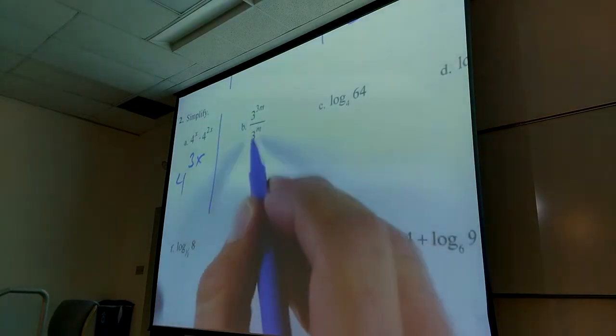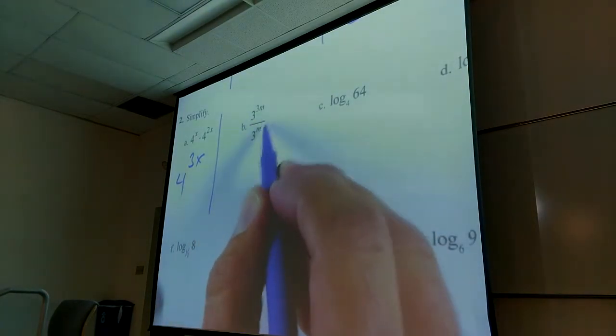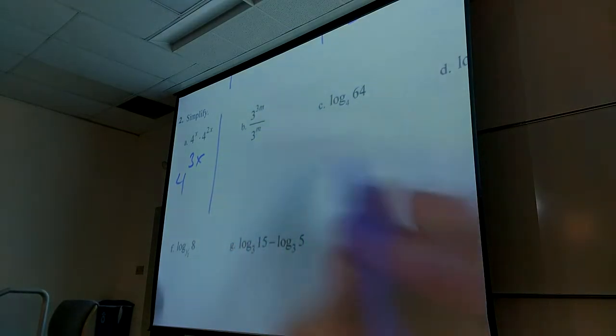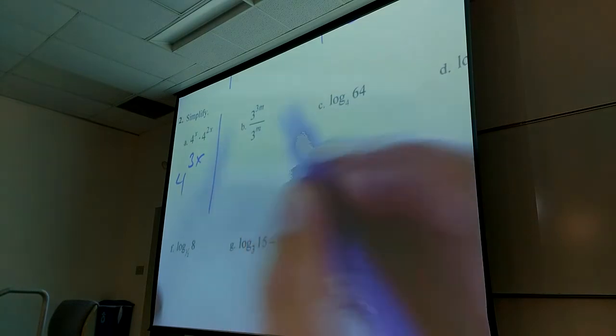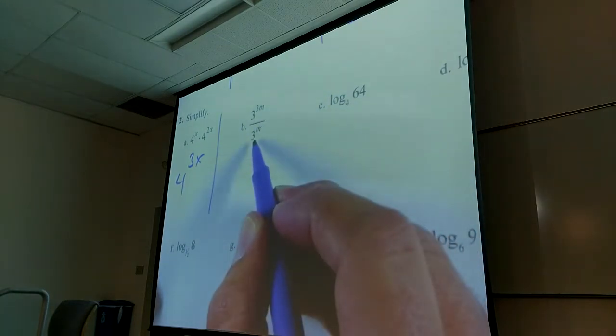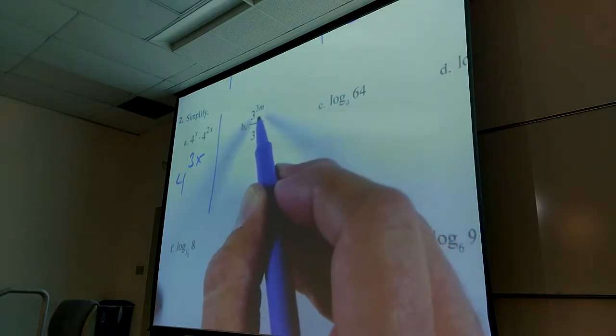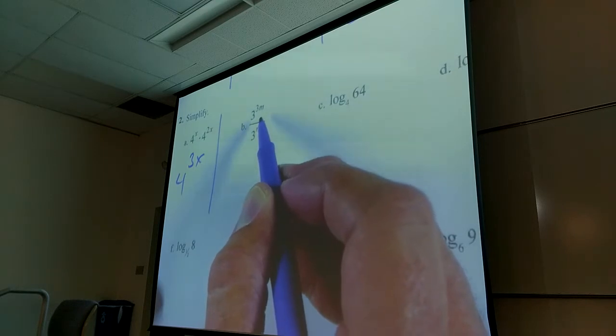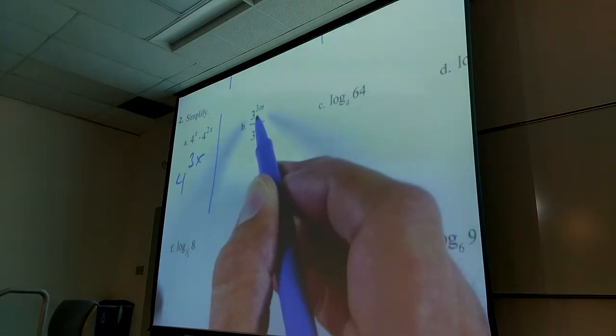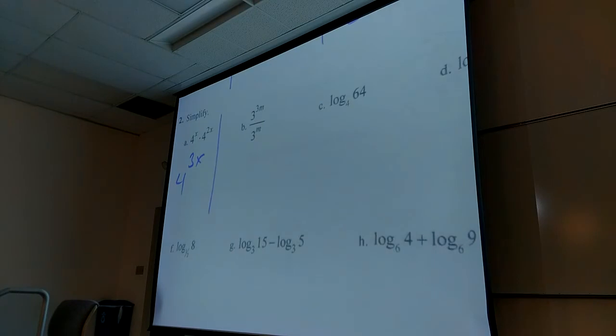So here, when I divide, what do I do with the powers? Subtract. This is not 1 to something. You don't cancel the 3's. I really want you to understand. How many 3's are there on the bottom? There are twice as many on the top. There's m 3's down here. There's 2m 3's up here. You can't kill all of them then.